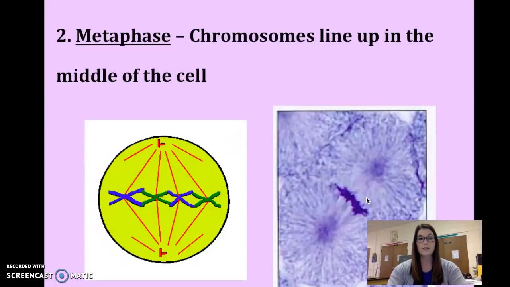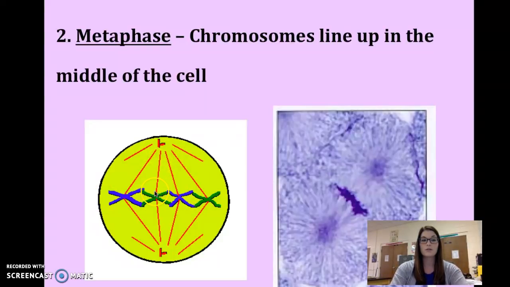Step 2 in the process of mitosis is called metaphase. If you remember, the stem meta actually means middle, which will help you remember what's happening during metaphase. Metaphase is the second step of mitosis where your chromosomes, those X-like shapes, are lining up in the middle of the cell. All right, we're getting ready to start splitting and dividing. So the chromosomes have to line up in the middle of the cell.